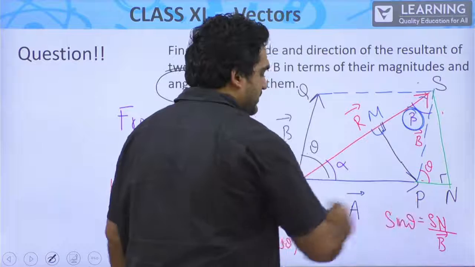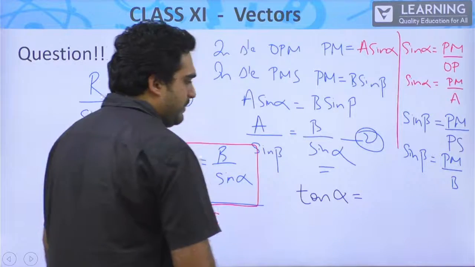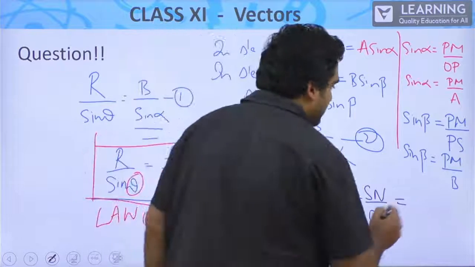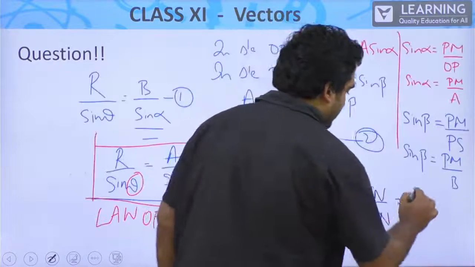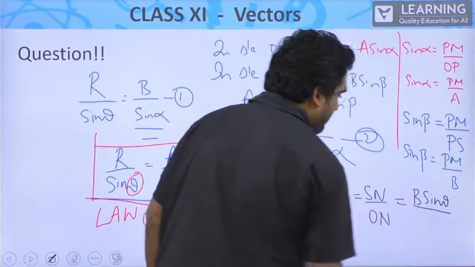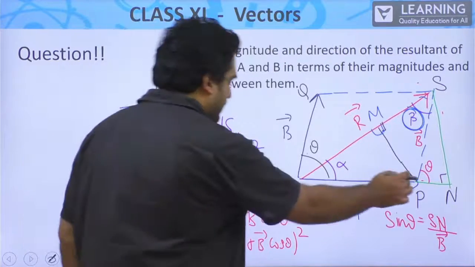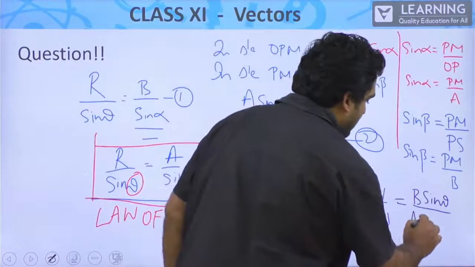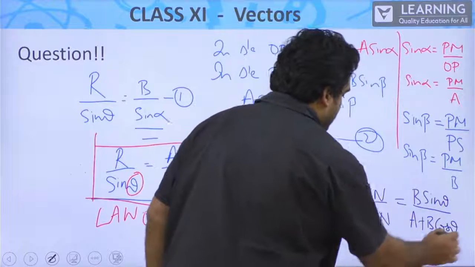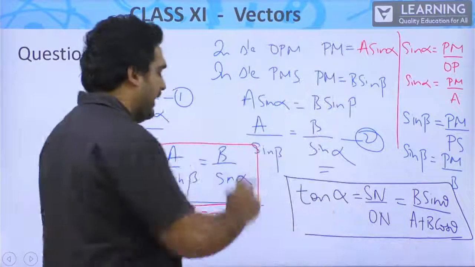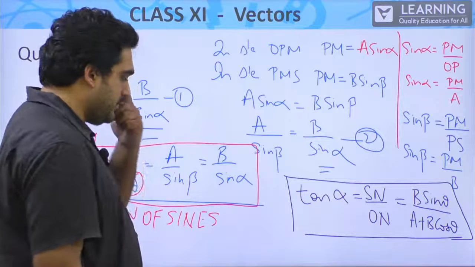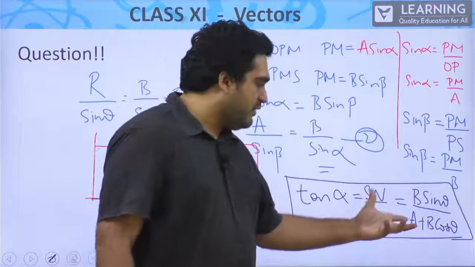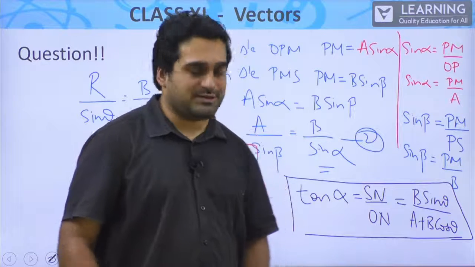Opposite is SN, adjacent is ON. SN by ON. Do you know what SN is? Yes, you do, which is B sine theta, divided by ON. Do you know what ON is? Yes, we do, because we have found ON as A plus B cos theta. So in this way, you can also identify the angle alpha. So the two methods: one is using the law of sines, and the other is the trigonometry ratio tan alpha, which is equal to B sine theta by A plus B cos theta.